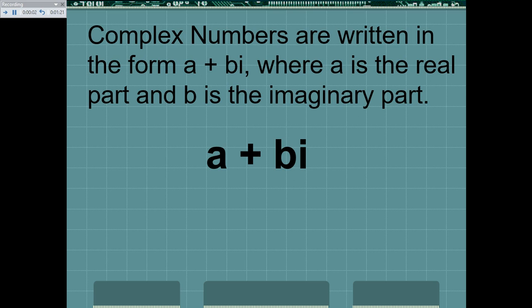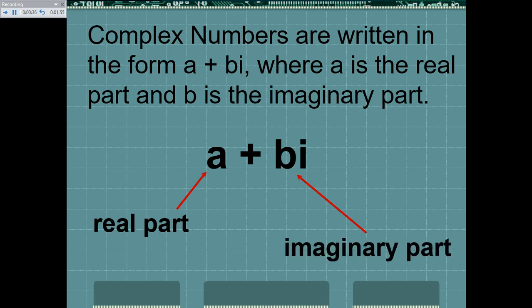Complex numbers are written in the form of A plus B iota, where A is the real part and B iota is the imaginary part. As a whole, this is a complex number. Real plus imaginary is known as a complex number. The A is the real part, B iota is the imaginary part.